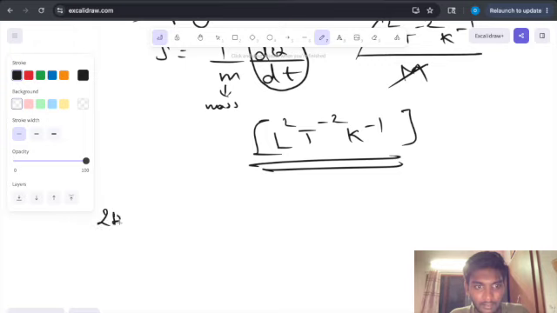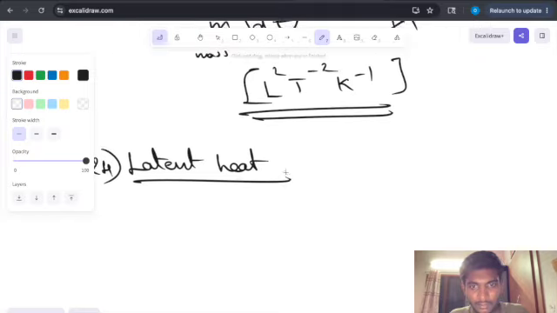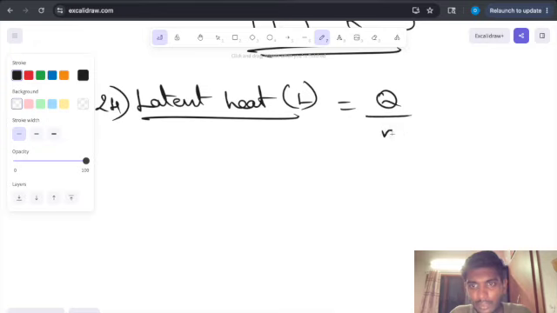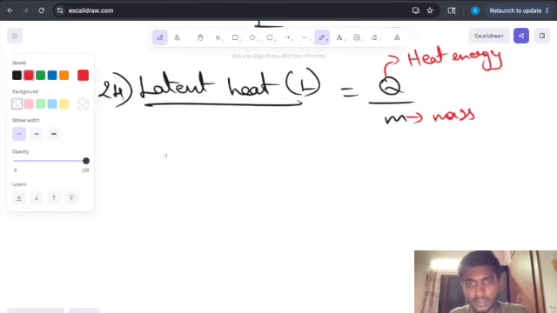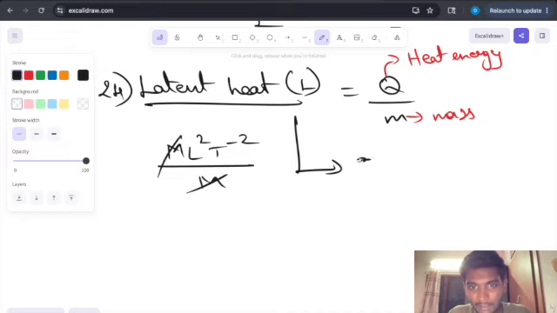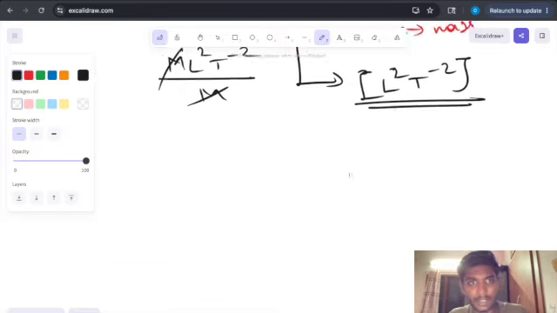Then you have latent heat, which is denoted by L. So the formula for latent heat is Q by M. So Q, as I told you before, this is heat energy. M is mass. Okay. So I know any type of energy will give me ML²T⁻² by M. So M will get cancelled. Therefore, latent heat has a dimension of L²T⁻². This is the dimension of latent heat.